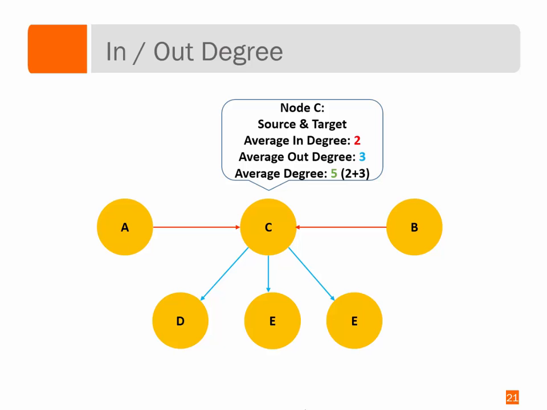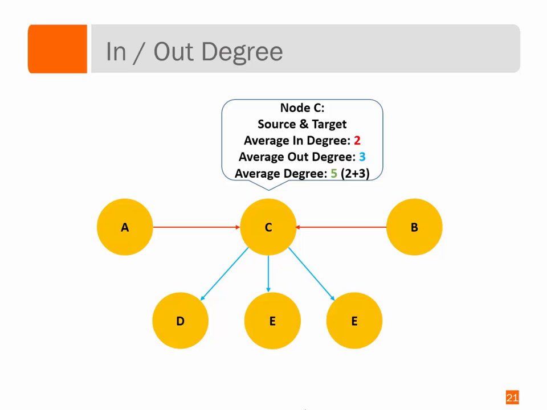Then we get to our general average degree. Our average degree doesn't distinguish between whether a relationship is in or out. It just counts all of the relationships. So in this case, there's 5. Our 2 in and our 3 out create the 5 relationships that C has. And that's the measure that we would express for average degree.